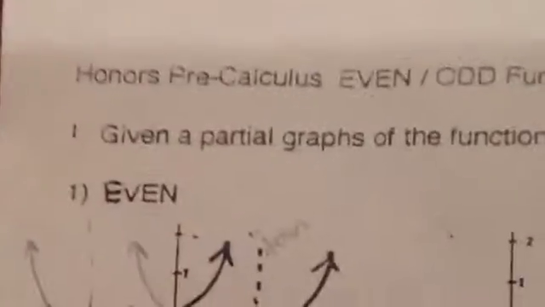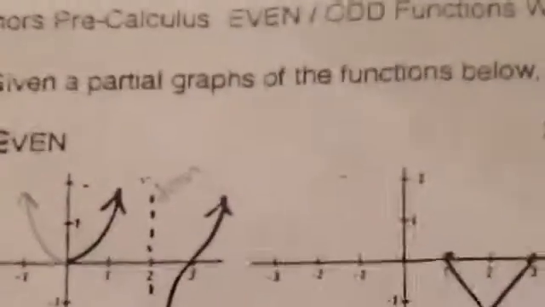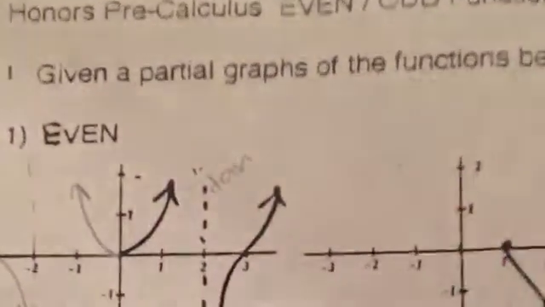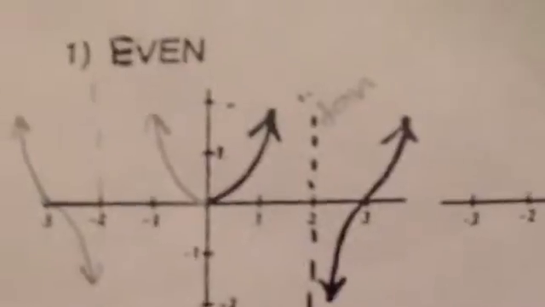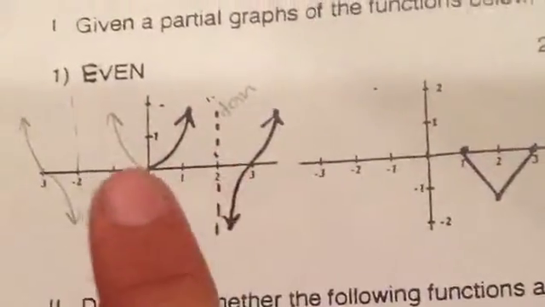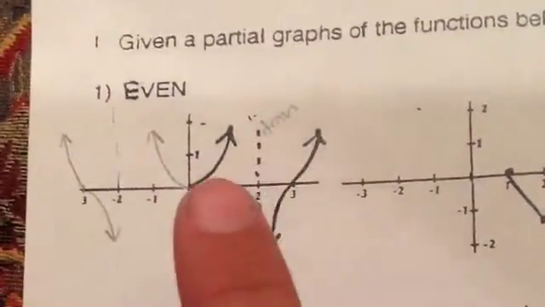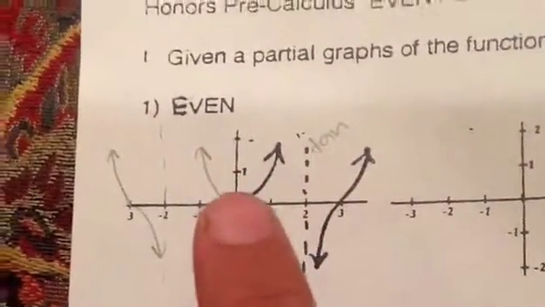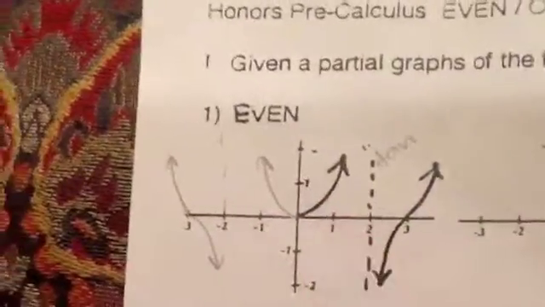Okay, so I'm going to teach how to do it graphically. So first we have this partial graph given in black, and we're going to try to make it even. So we have to sketch the rest of the graph to make it even. To make it even, it's going to be reflected over the y-axis. So you take this piece right here and flip it there, so it's going to keep going, and you see the point at -1, just like -1 reflected.